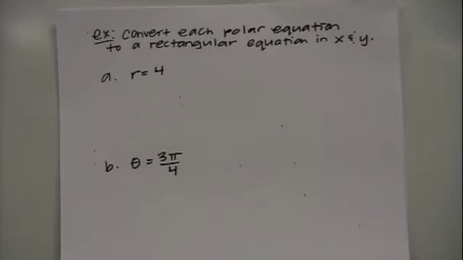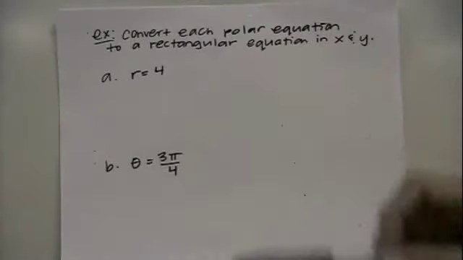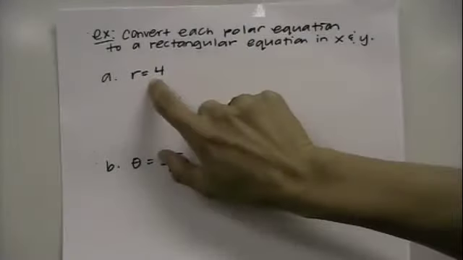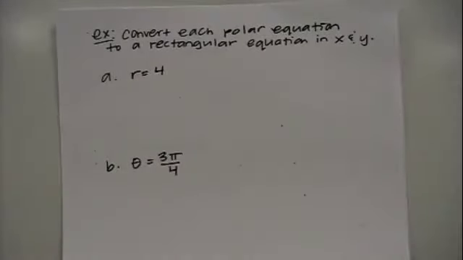The last example we're going to work through says convert each polar equation to a rectangular equation in x and y. So again, you're given polar equations and we want to write them as rectangular equations where you just have x's and y's. So some people will be able to do this just by looking at the picture if they were to graph this, and some people like to use a formula.